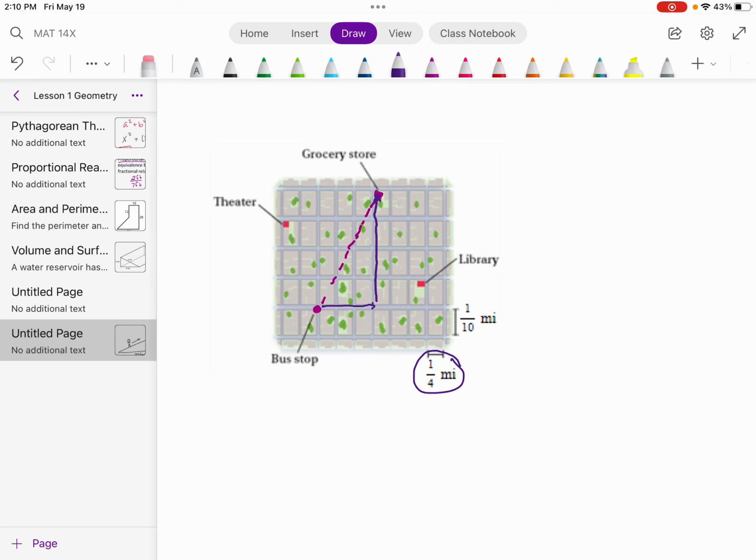And so if we look here at the map, we have 3 blocks going east-west. And if each of those 3 blocks is 1/4 mile, 3 times 1/4 would tell me that that distance is 3/4 mile. So I'm going to label that in my little diagram, 3/4.